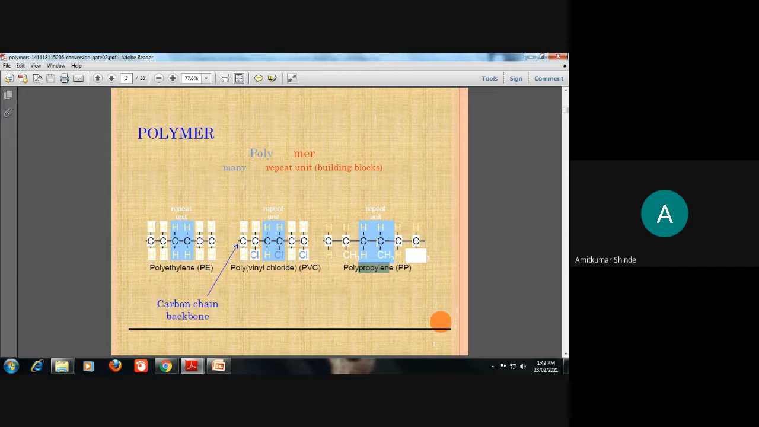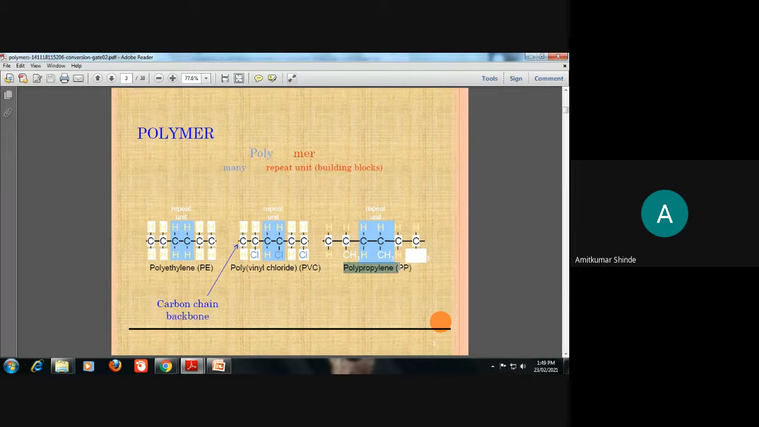Two carbon atoms, one carbon atom attached to two hydrogens, and one carbon attached to one hydrogen and one methyl group. This blue shaded unit will be repeated again and again. This is termed as your monomer, and when a number of monomers combine together, they will form the polymer. And this polymer having propylene as a repeating unit will be termed as polypropylene.